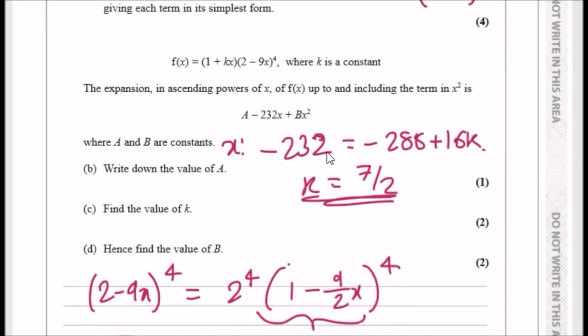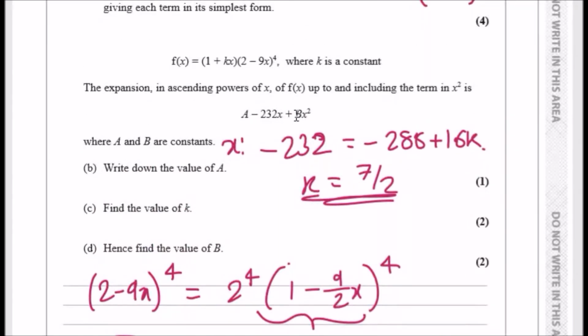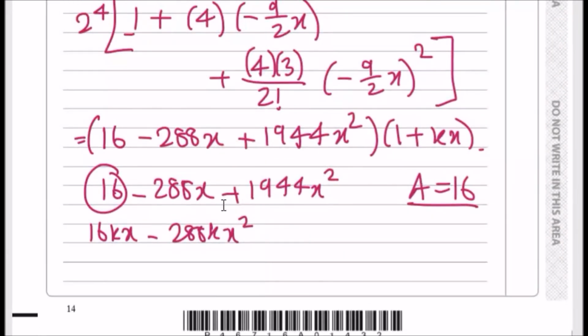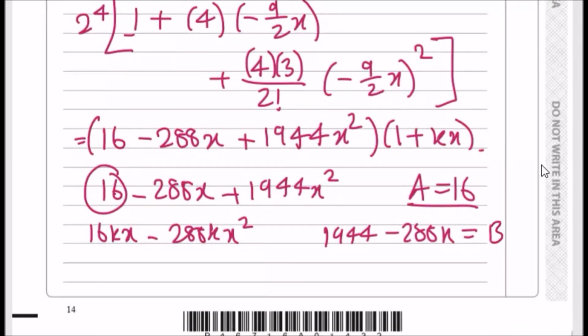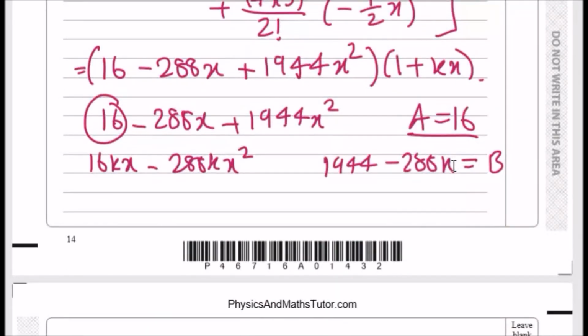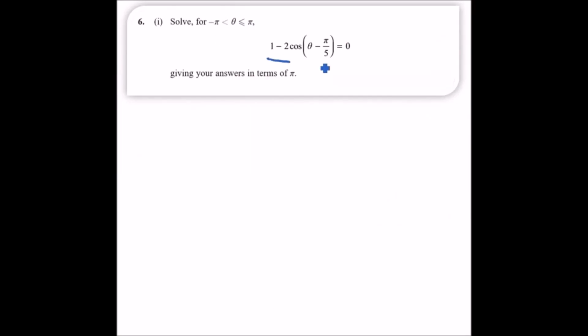And lastly, the final term, for bx squared, guys, we have to make bx squared equivalent to 1944x squared minus 288k. So let's write it down here. So 1944 minus 288k must be equivalent to b. And this is easy. We know that the value of k is literally 7 over 2. Plug in 7 over 2 here, and you should get 936. That's it. Done.